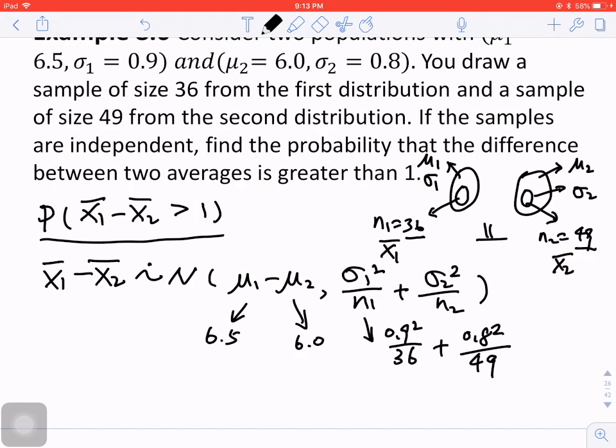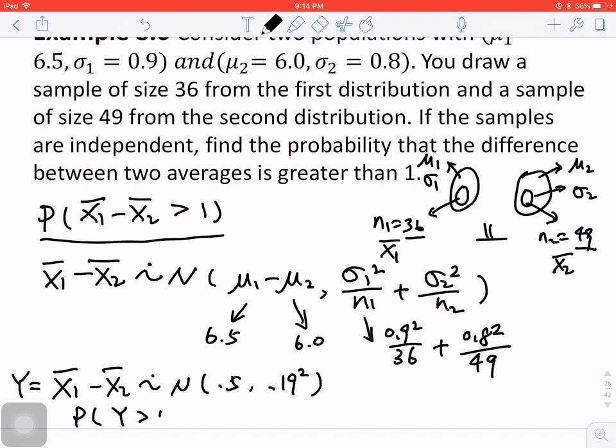That is to say, x1 bar minus x2 bar follows a normal distribution with mean 0.5 and the corresponding variance equal to 0.19 squared. Okay, now once you know this distribution, it's normal, so I will say this is equal to y.